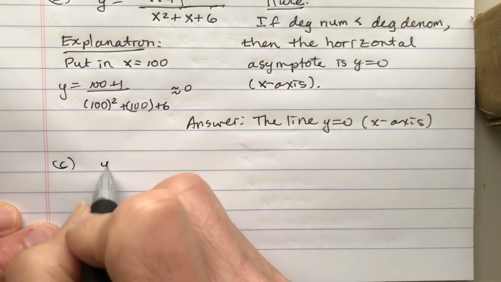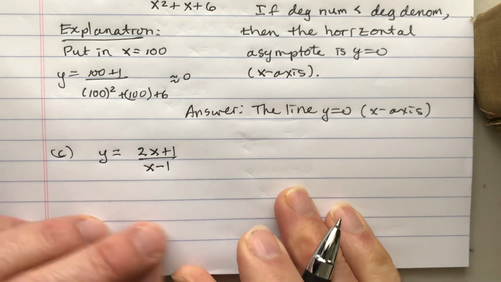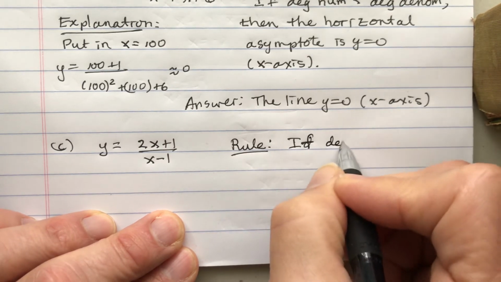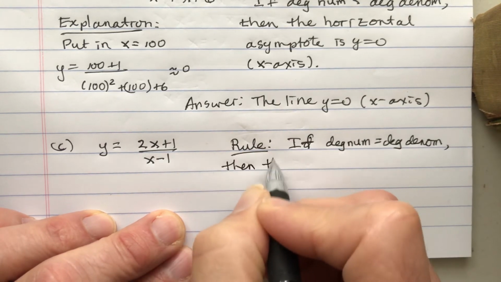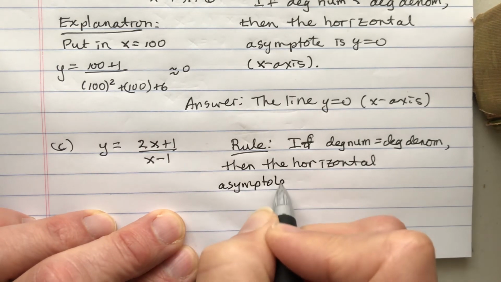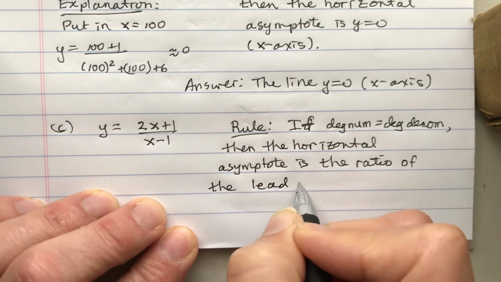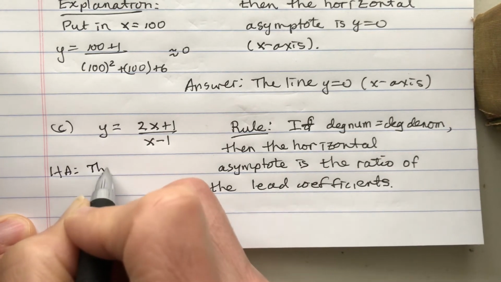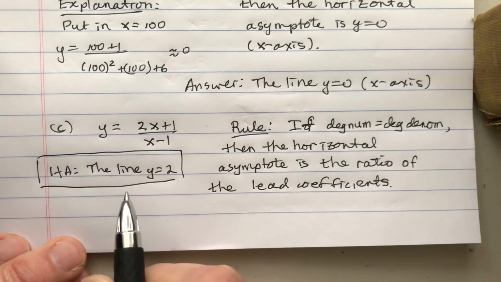Now let's look at y equals 2x plus 1 over x minus 1. We're going to use this rule. If the degree of the numerator equals the degree of the denominator, then the horizontal asymptote is the ratio of the lead coefficients. So the answer is horizontal asymptote, the line y equals 2. It would not be correct to write just 2. It's a line, y equals 2.